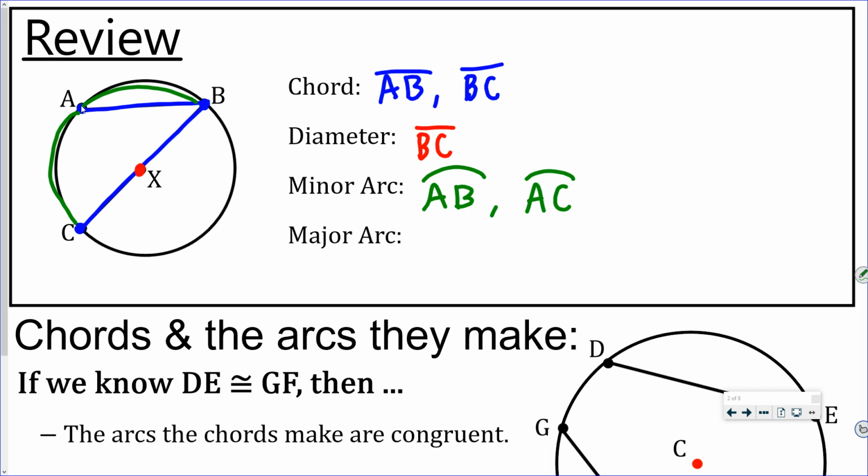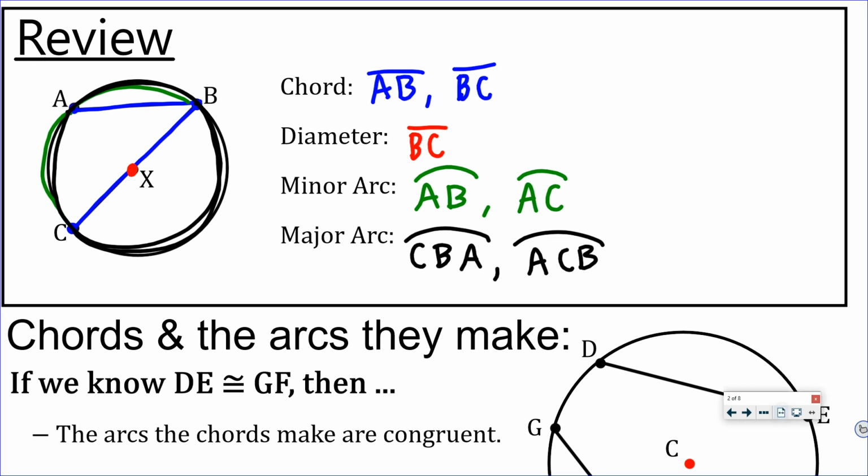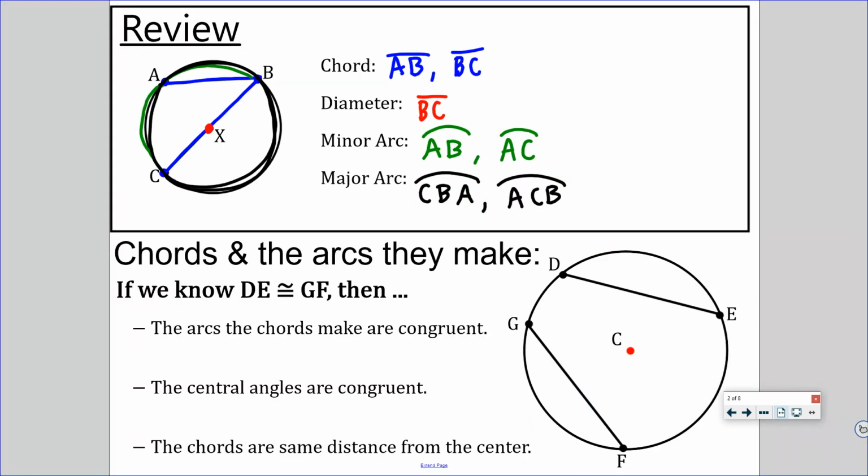Any arc larger than 180 degrees, when we're talking measure, is a major arc. So I could do CBA. I could do ACB. Those are both examples of major arcs. All right, that's just a little vocab review.